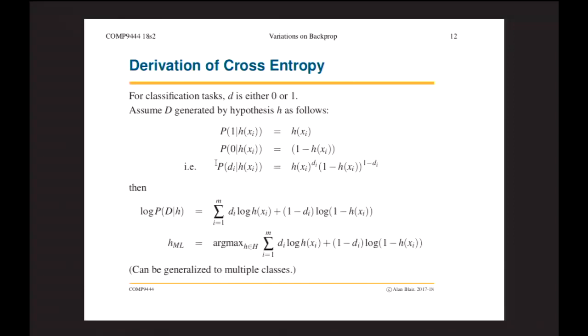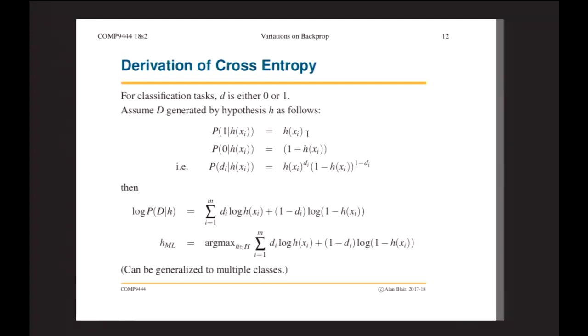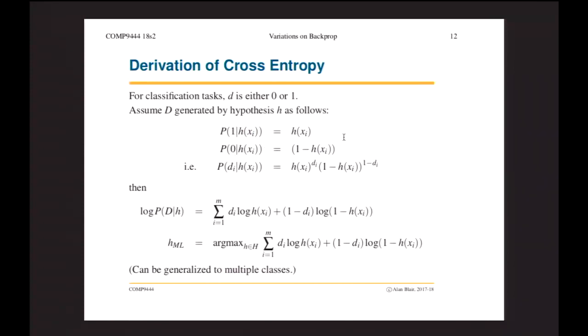Now, what if the output of the network was 0.8? We would interpret that as saying that the probability that it's 1 is 0.8 and the probability of it being 0 is 0.2, right? 0.8 means there's an 80% chance that it's true and a 20% chance that it's false. So there's a natural way to interpret these outputs between 0 and 1 as a probability. So if the output is H of xi, the probability of it being 1 is H of xi, and the probability of it being 0 is 1 minus H of xi. Is everyone with me here?